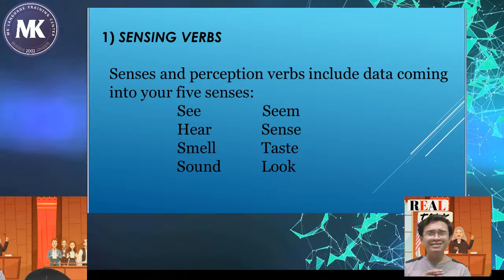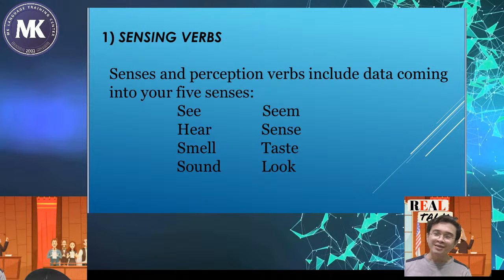If we say the word sensing, it comes from the word sense. In our body, we have five common senses. We use our sense of sight, sense of hearing, sense of taste, sense of touch, and also smell. Commonly, sensing verbs derive from our senses. Sensing verbs talk about senses and perception that include data coming into your five senses. So these sensing verbs are connected with our five senses.